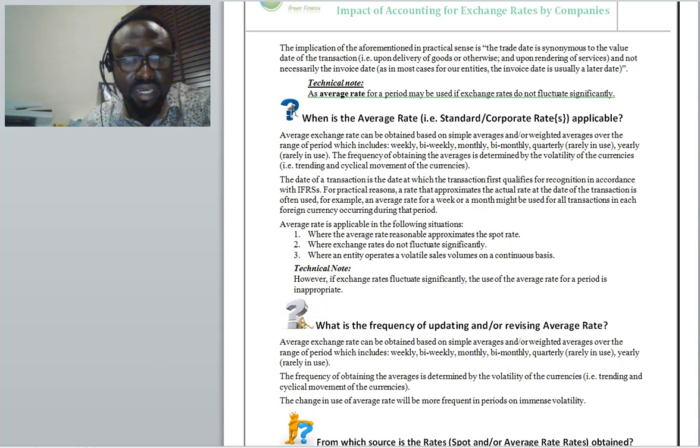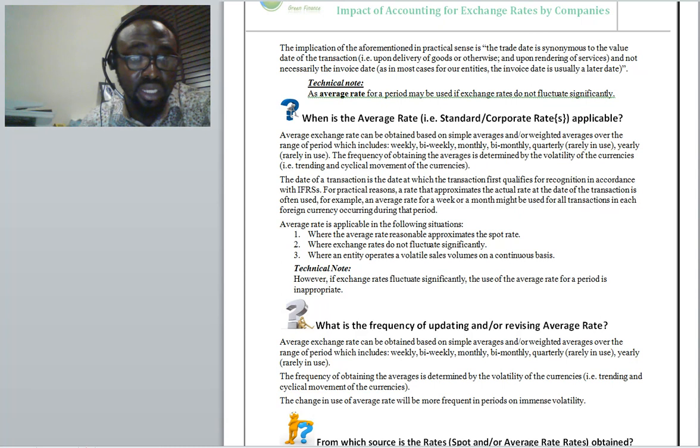The frequency of obtaining the average rate is determined by the volatility of currencies. That is, trending and cyclical movement of the currencies is a key factor in determining the appropriateness of average rates. Now, average rate is to more or less satisfy the objective of financial reporting, such that the cost in terms of resources, time, and money of ensuring you work with the rule of translation does not necessarily outweigh the spirit and probably the benefits of doing what you are supposed to do.